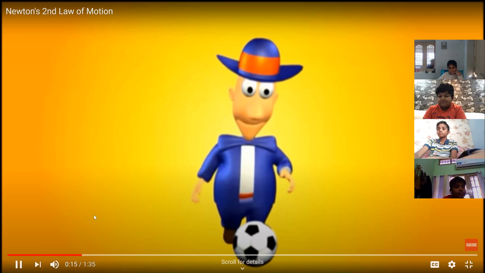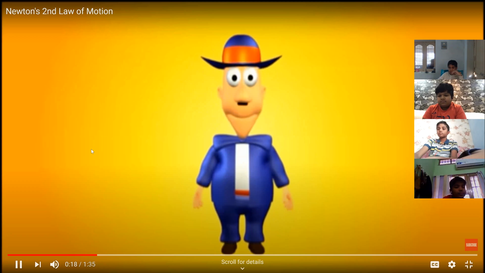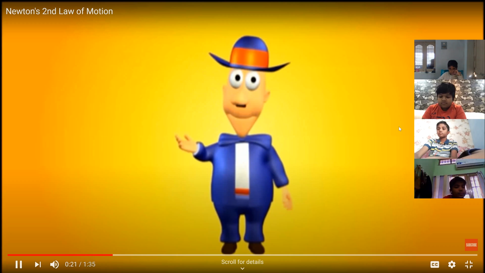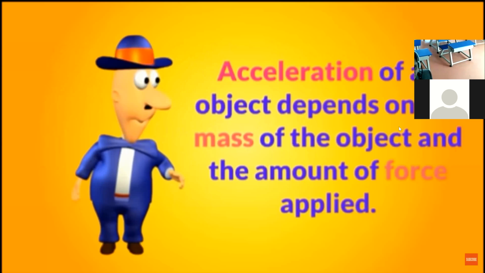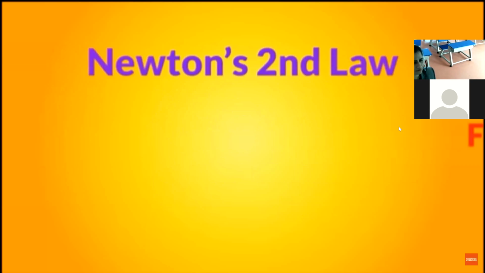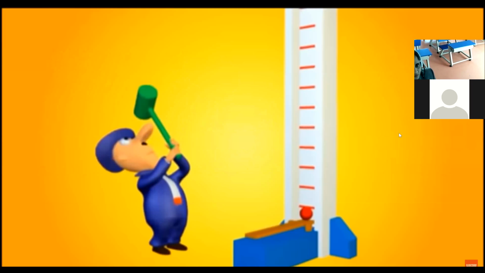Second law. As we know from the first law, to overcome the inertia of an object, we have to apply unbalanced force. Newton's second law talks about how fast an object would move. It states that the acceleration of an object depends on the mass of the object and the amount of force applied. In mathematical terms, force is the product of mass and acceleration. To cause an object to accelerate or speed up, a force must be applied. The more force you apply, the quicker you accelerate.